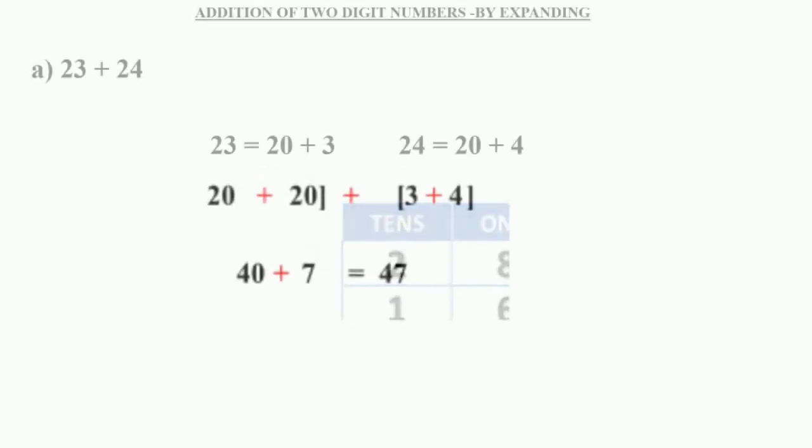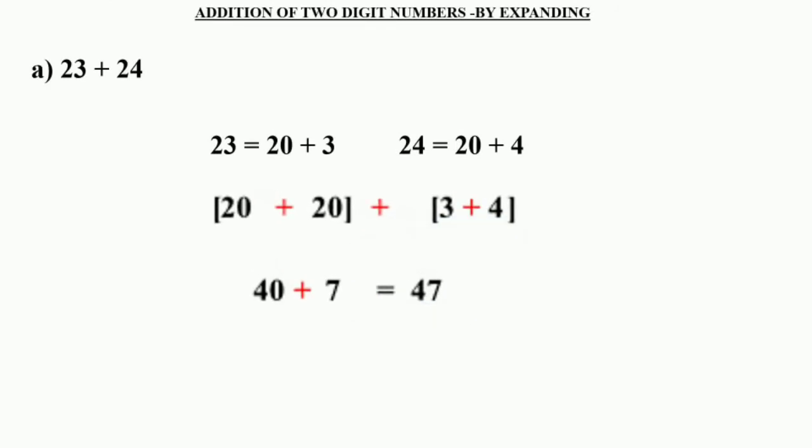As in the previous video, we had added two-digit numbers by expanding. So let's subtract by expanding also. As we have two numbers, 28 and 16, we will subtract it by expanding stepwise. Step 1. Write 28 in expanded form, that is 20 plus 8. Step 2. Write 16 in expanded form, that is 10 plus 6.